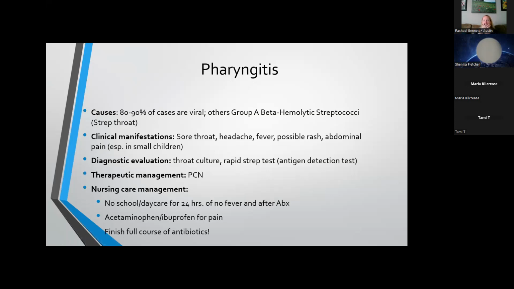Pharyngitis. So now we're a little bit lower. We're just in this area here out of the nose. 80 to 90% of cases are going to be viral, which means that we're just providing supportive care. There's not typically any medication that we're going to provide. Strep throat is the most common culprit here.